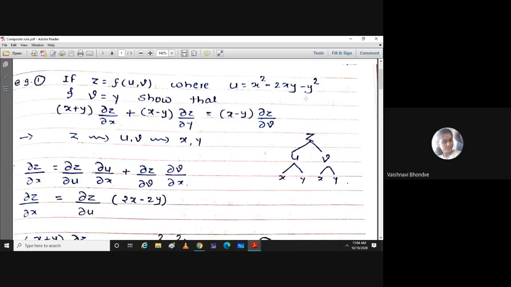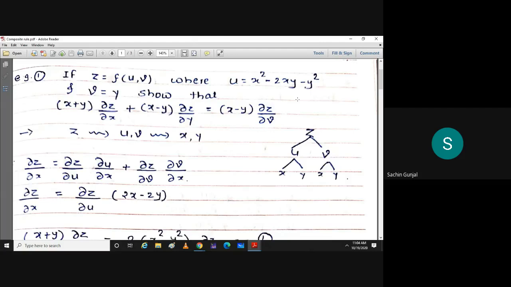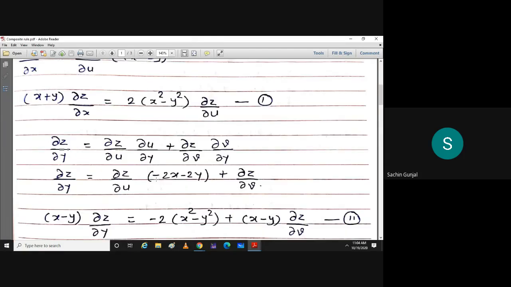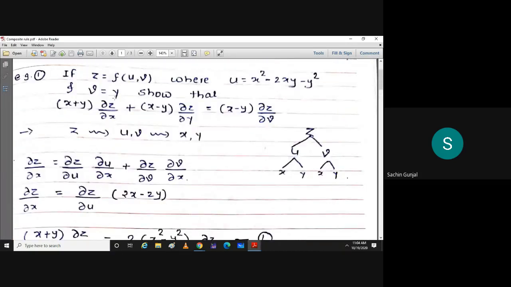Minus 2x minus 2y, plus this ∂z/∂v as it is, times ∂v/∂y. What is it? v is y. Differentiate v with respect to y. What is it? It is 1. You are differentiating v with respect to y, so that is 1, no?